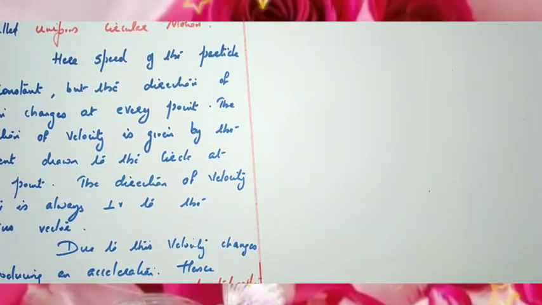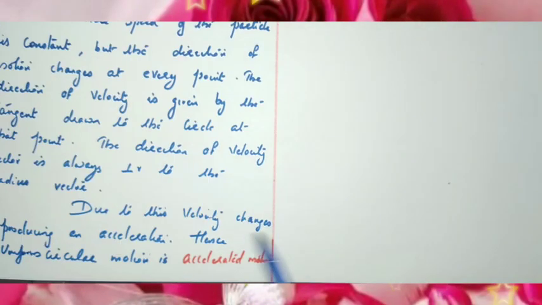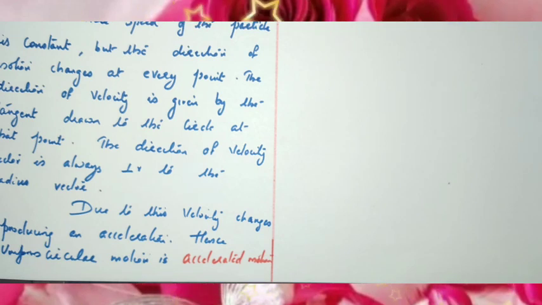Hence uniform circular motion is called an accelerated motion, because even though the magnitude of velocity remains constant, the direction of velocity changes, which gives rise to an acceleration, and hence uniform circular motion is called an accelerated motion.